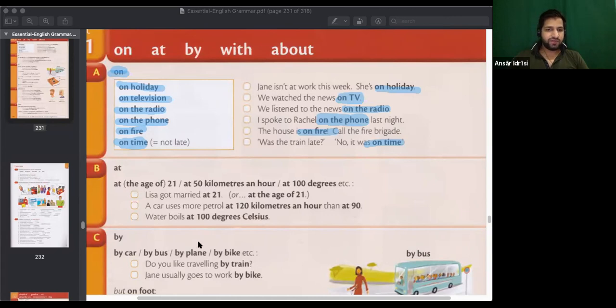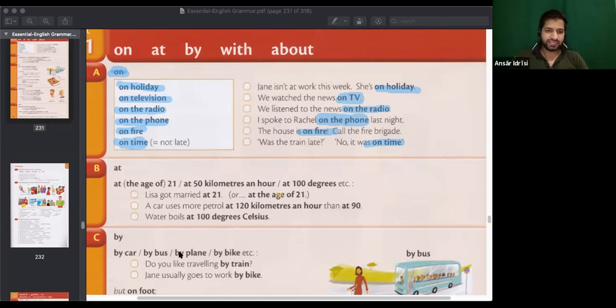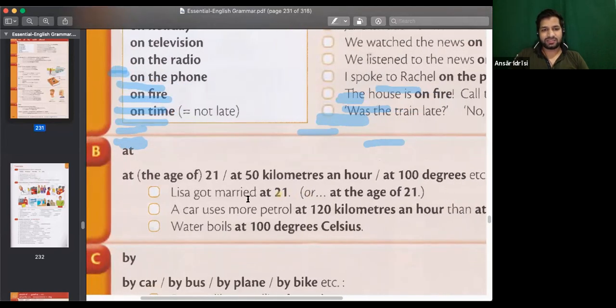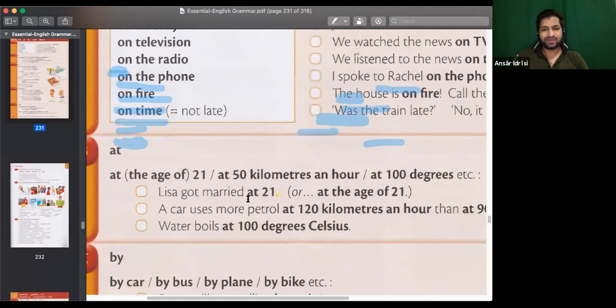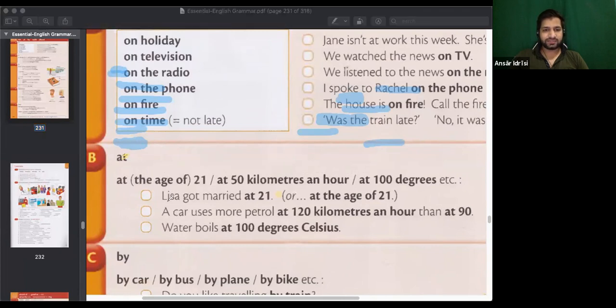Any doubts with on? No, sir. Very simple it is. Okay. Next one, as you can see here, we are going to go for the next one. Now we are going to have here at for activities and ideas. For example, simple. We're going to use here at for activities and ideas.